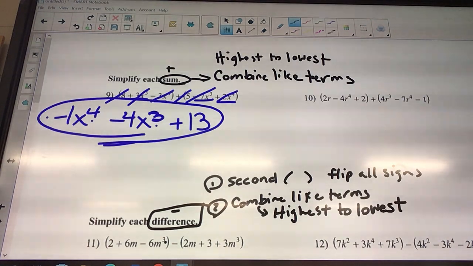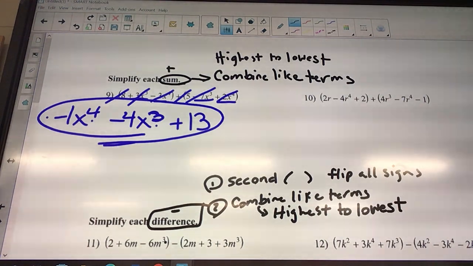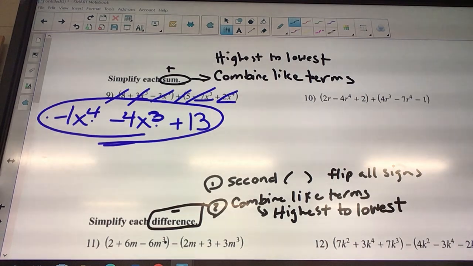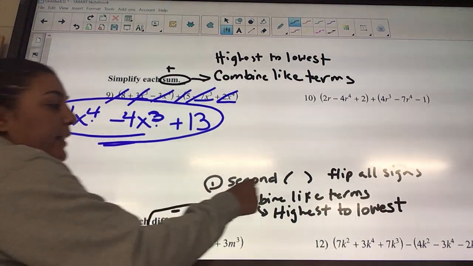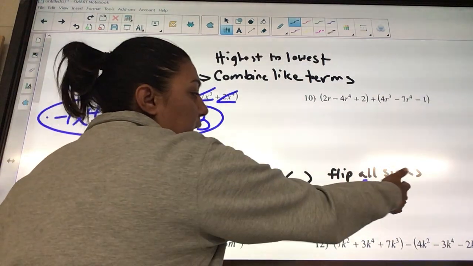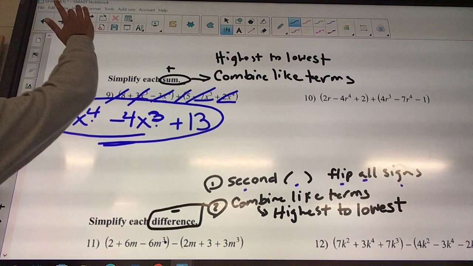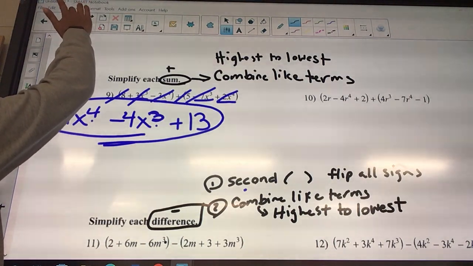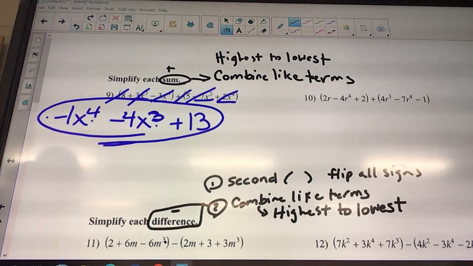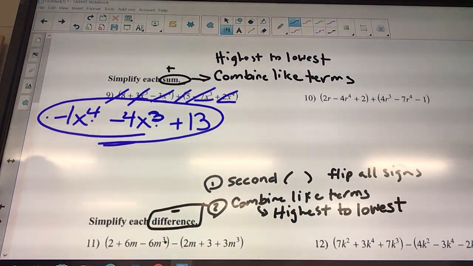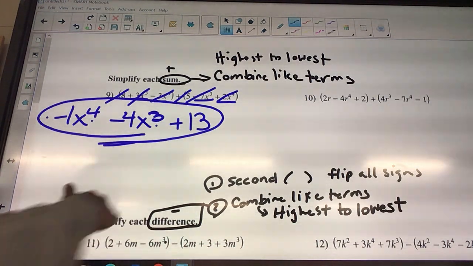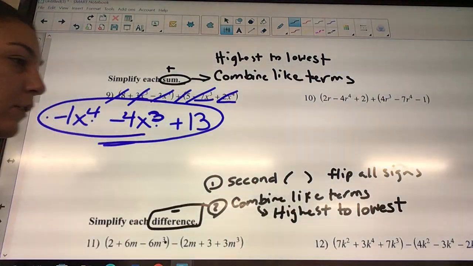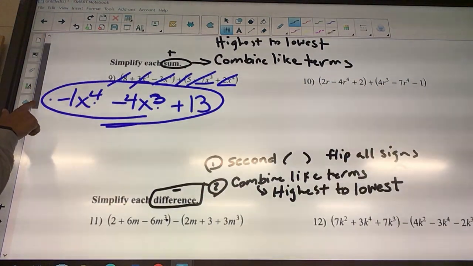The next section on here is about subtraction. Okay, so subtraction, first of all, difference means subtraction. The second set of parentheses, we need to flip all the signs. So this is obviously the second set, so we're going to flip all the signs in the second set. And then again, we're going to combine like terms from highest to lowest, the same way that we did the addition.